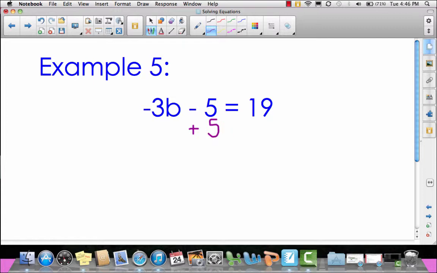Negative 5 and positive 5 make a 0 or cancel out. Whatever I do on the left, I have to do the same on the right. This is an equation. Both sides have to be equal. So 19 plus 5 gives me 24 on the right-hand side. On the left-hand side, I'm left with that negative 3b. So I'm just going to bring that down.